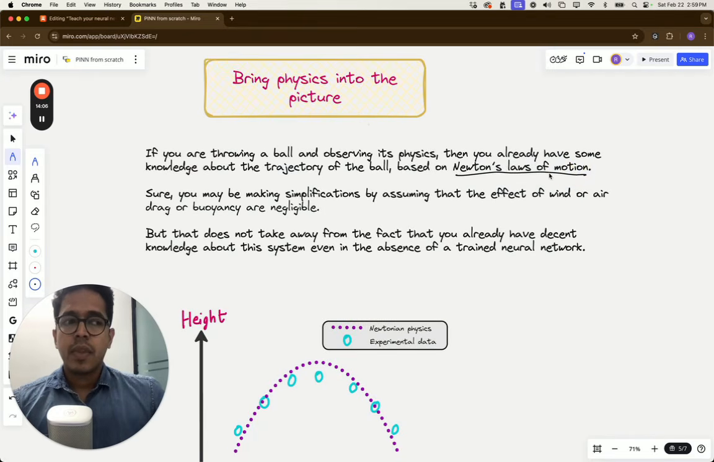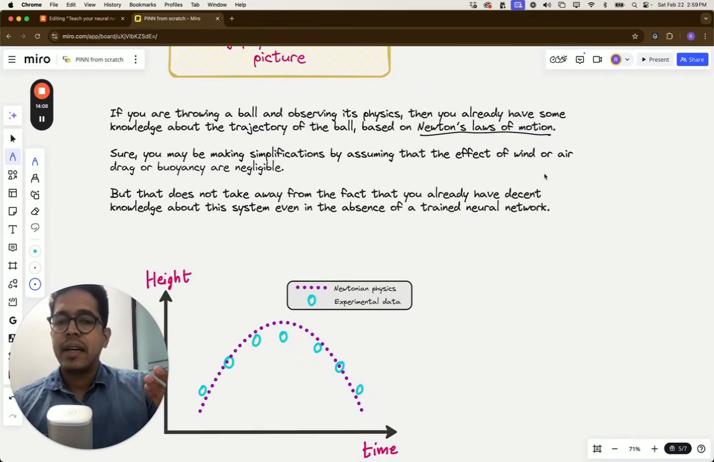So you have gravity acting downward. You may have some force of air drag. You may have some wind. You may have a little bit of buoyancy. But maybe you can ignore all of that, and still with a decent degree of accuracy, you can make a prediction on the trajectory of the ball.